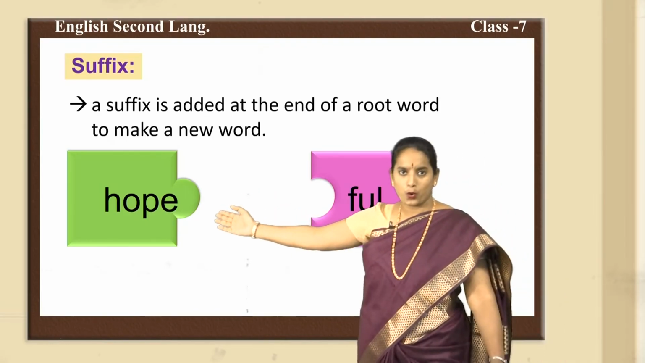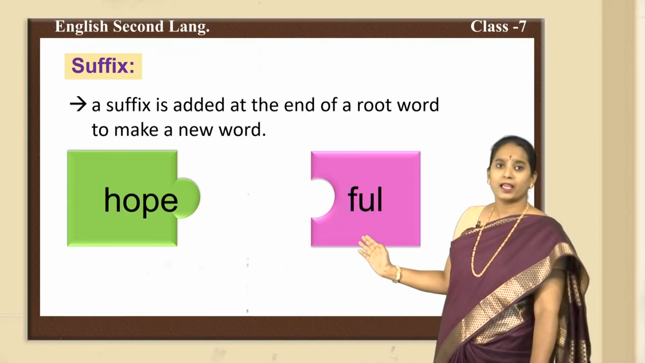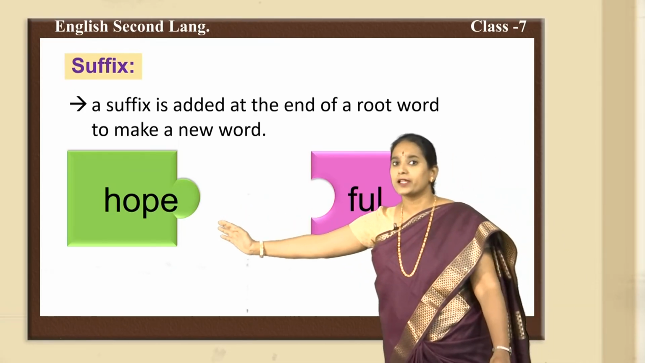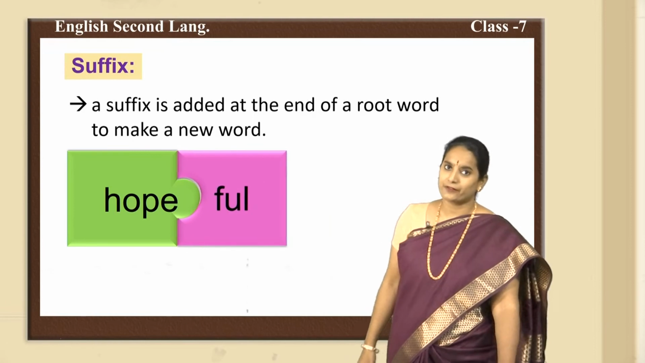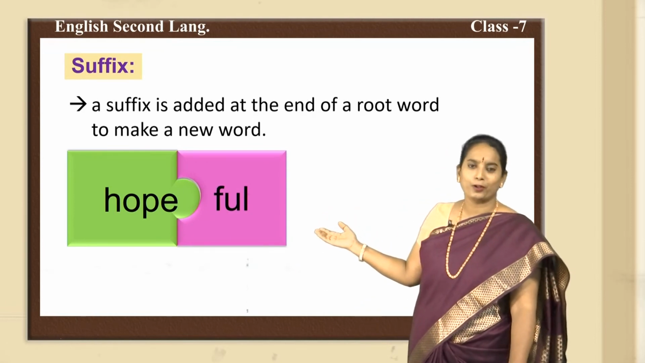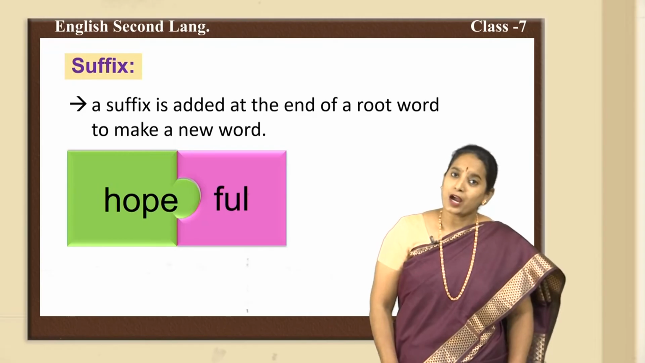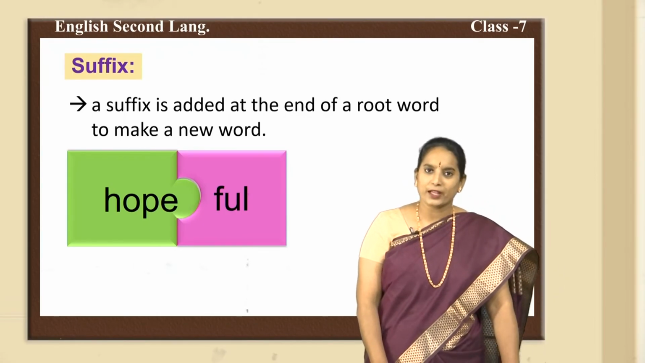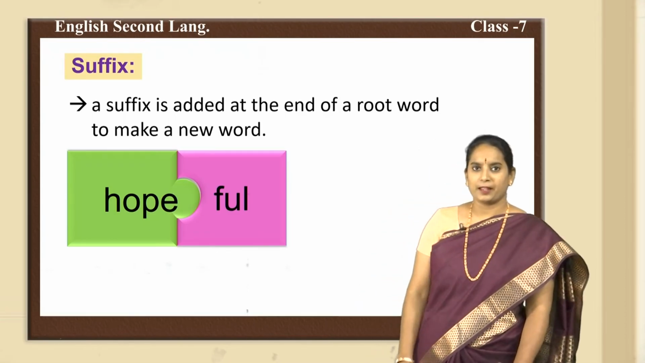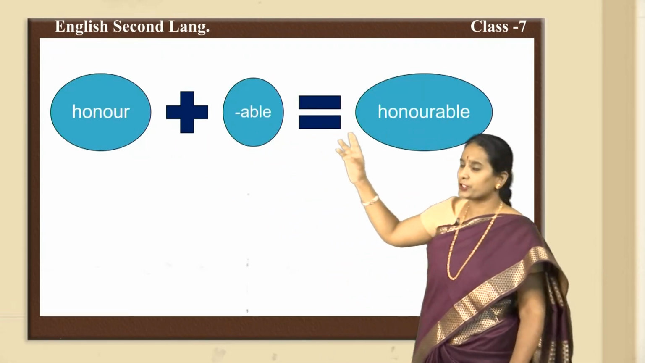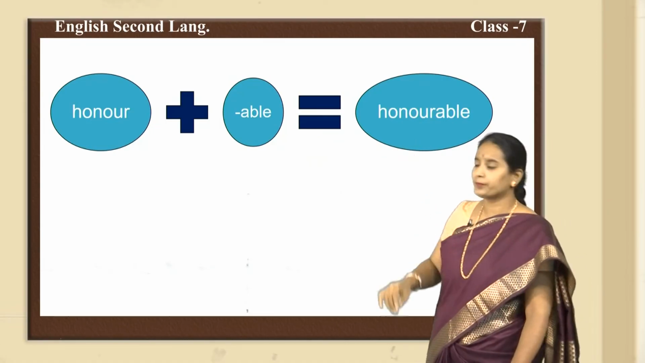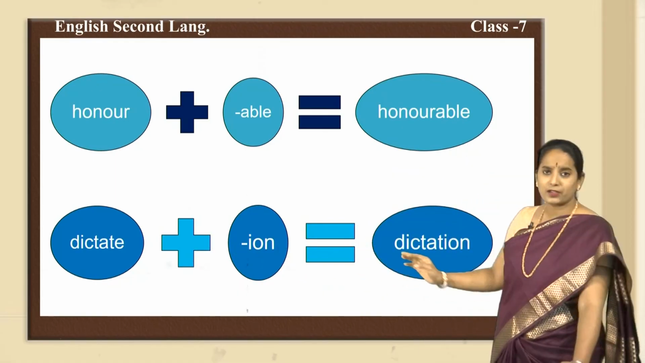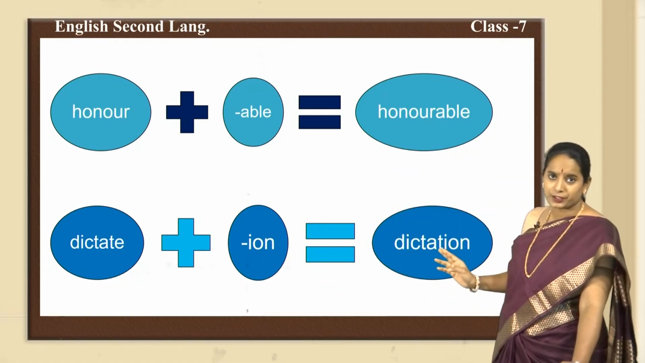Here is the word hope and here is the suffix FUL. Now what happens to the suffix? It goes and joins at the end of the word and we get the new word, hopeful. Now I think you've understood how to make new words with the help of suffixes. Let's look at some more examples to have a better understanding. Honor plus able gives the new word honorable. Next word, dictate plus shun gives us the new word dictation.